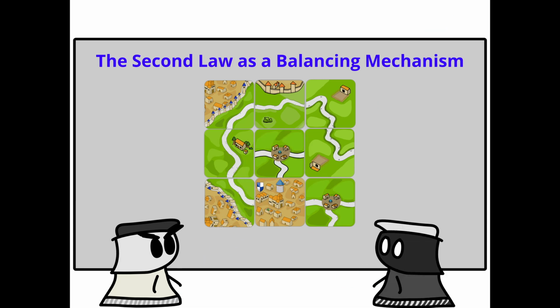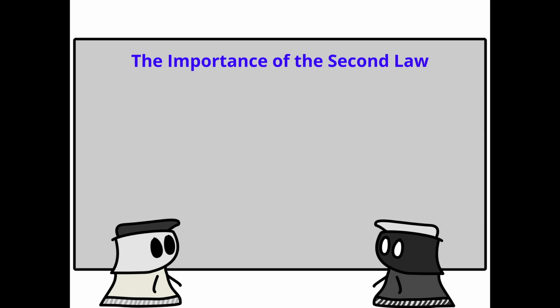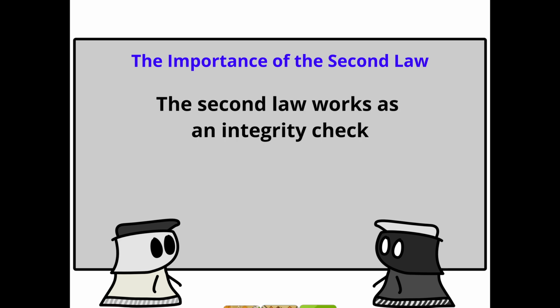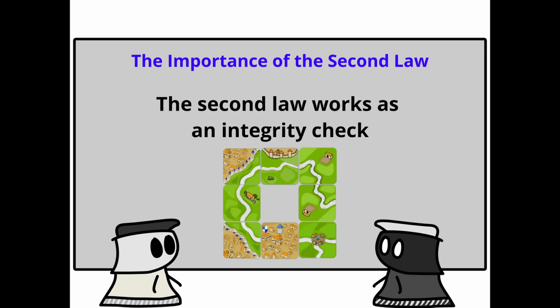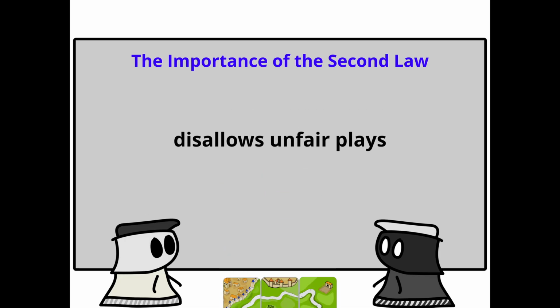Players being able to add a tile anywhere would also undermine the significance of adding a new core every turn. If a tile can be rendered unusable in future turns, it decreases the importance of adding a tile. The second law of generative cores works to ensure that new cores are significant, that they enhance the game in some way, but also works to preserve what has been built so far. It works not only as an integrity check, but also as an innate balancing system, disallowing unfair plays that could ruin the experience of the players.